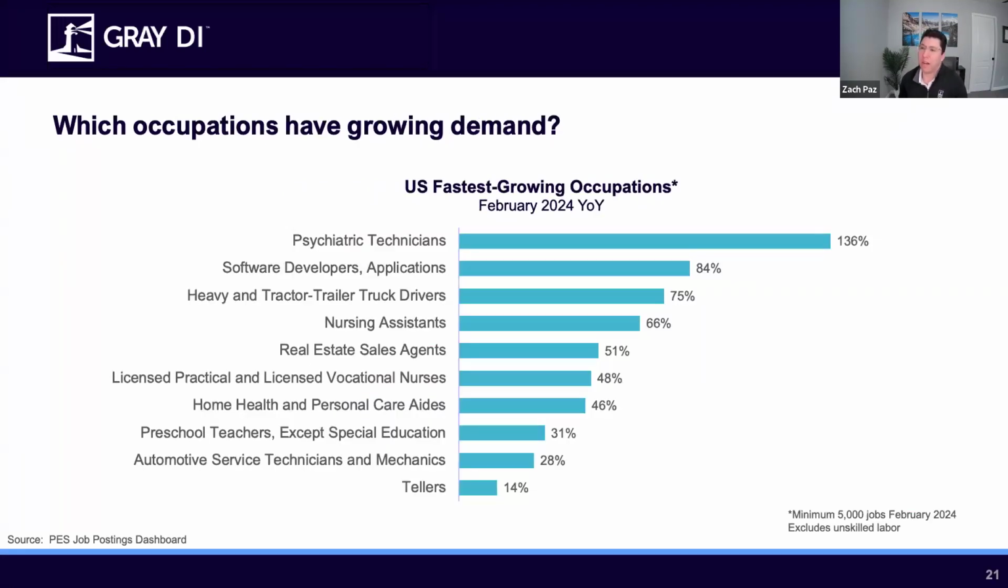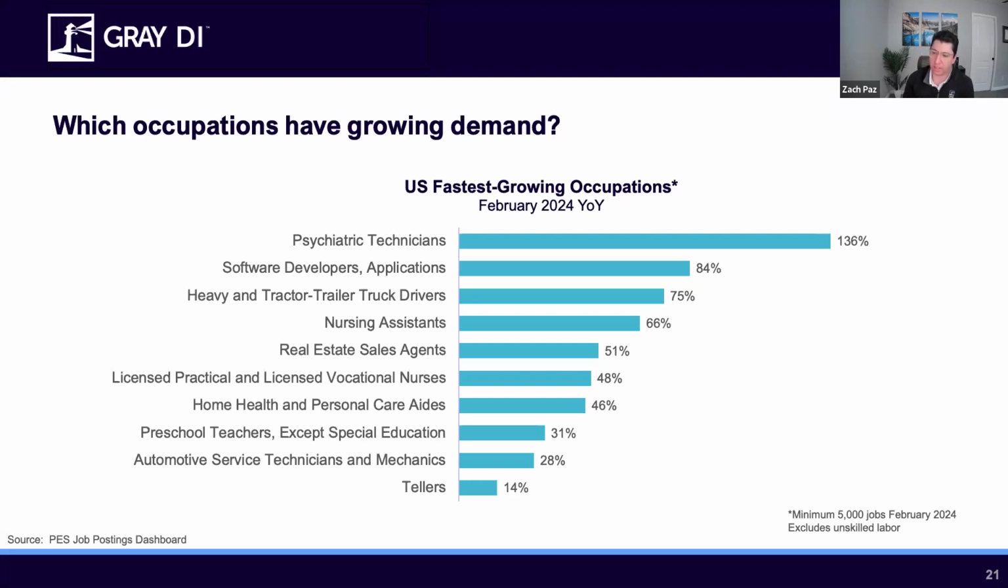So what are the top growing occupations? Psychiatric technicians grew 136 job postings in February versus February last year. Software developers, heavy and tractor trailer truck drivers. You can see the rest here. This one jumped out at us, and you're going to see this not just at the national level, but also in a couple of the states that we're looking at.